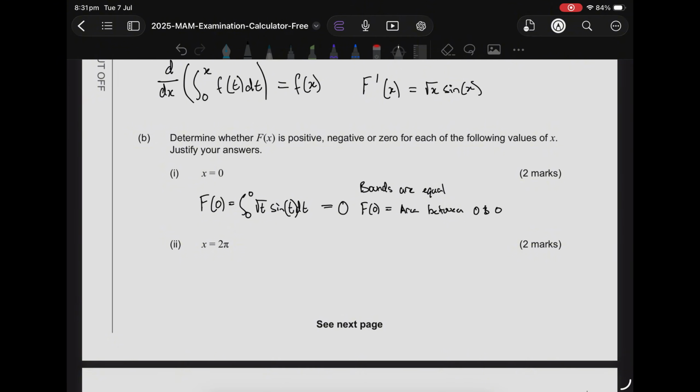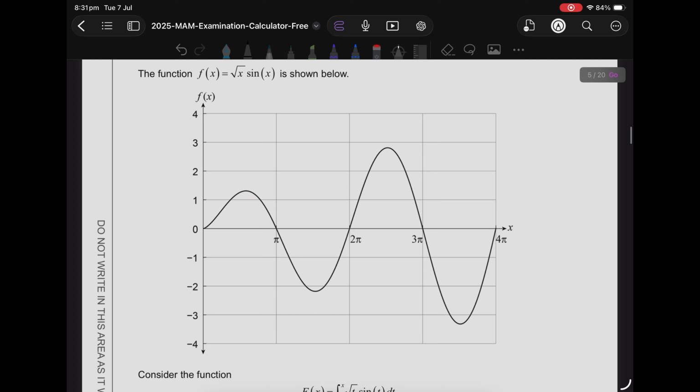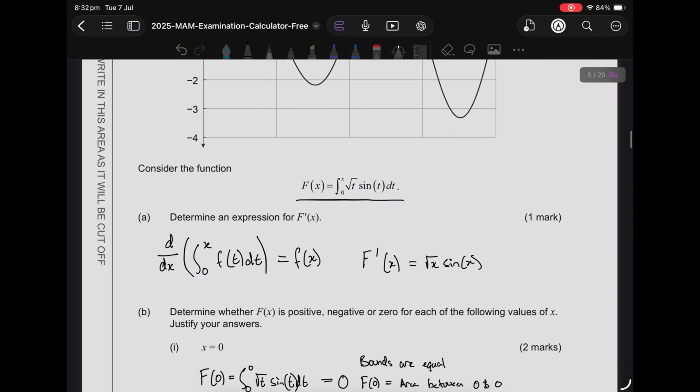All right. Same idea for x equals 2 pi. So we would have F of 2 pi is equal to the integral from 0 to 2 pi of square root t sine of t dt. And for this, we'll have to look at our graph. Notice that if we simply change these x's into t's, we now have a graph for f of t equals square root t sine of t. So then we can consider this function given here.